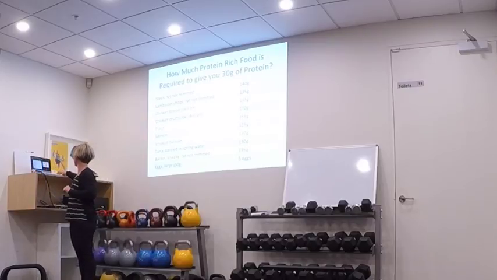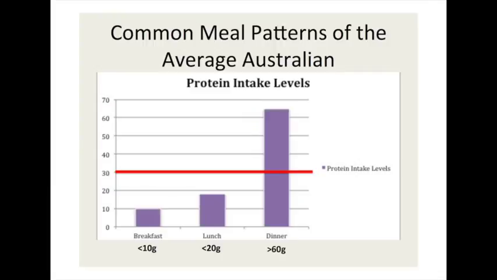Okay. All right. I just want to show you what most people do and why most people are not getting where they want to be. This is what typically an Australian intake looks like. Breakfast, about 10 grams if you're lucky. Lunch, 20 maybe, because you just shove a little bit of meat into your sandwich or your wrap. And then way too much at dinner.